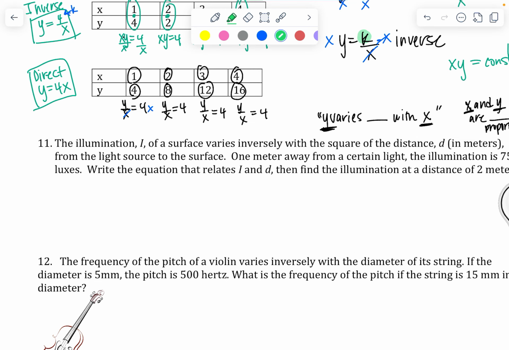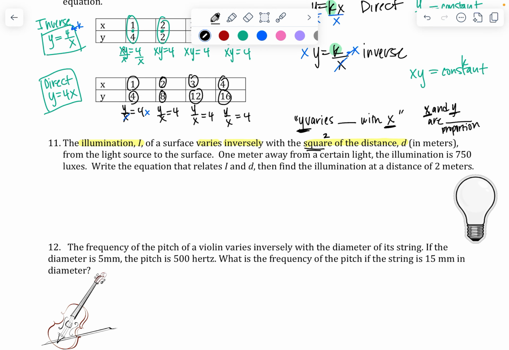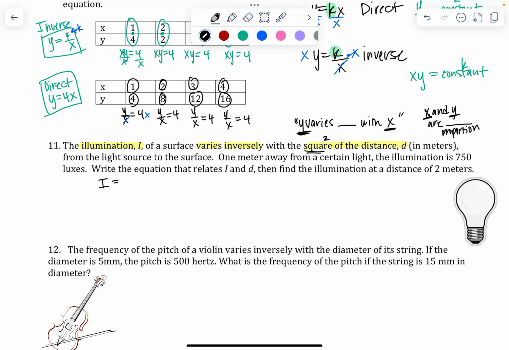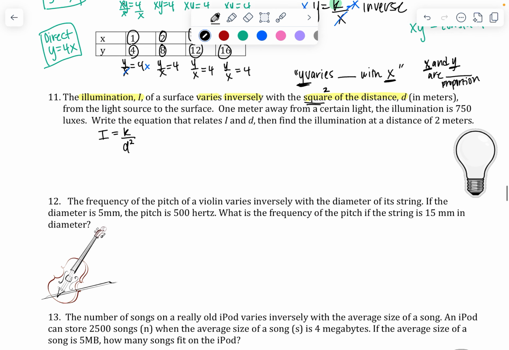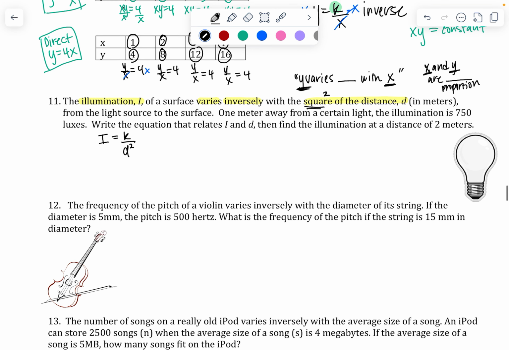Okay, and so here it says the illumination I varies inversely with the square of the distance d. So be careful for that word square. Square means squared. Square root means take the square root. Okay, so I varies inversely with the square of the distance, so d squared. We can write that equation from that first sentence. Next, they're going to give us enough information to find k.